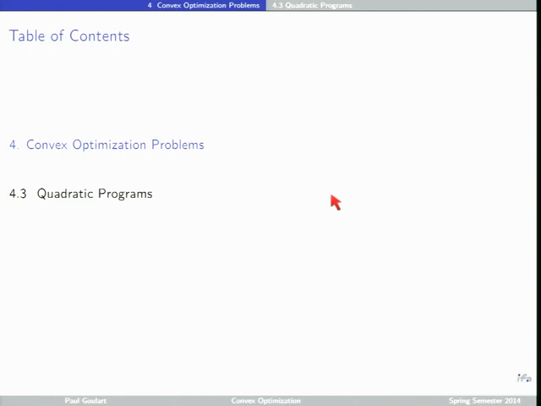Okay, so we'll start again now. So we spent a couple of minutes discussing linear programs and some of the different ways of converting different common types of problems into linear program format. And now we'll do the same for quadratic programs, briefly.